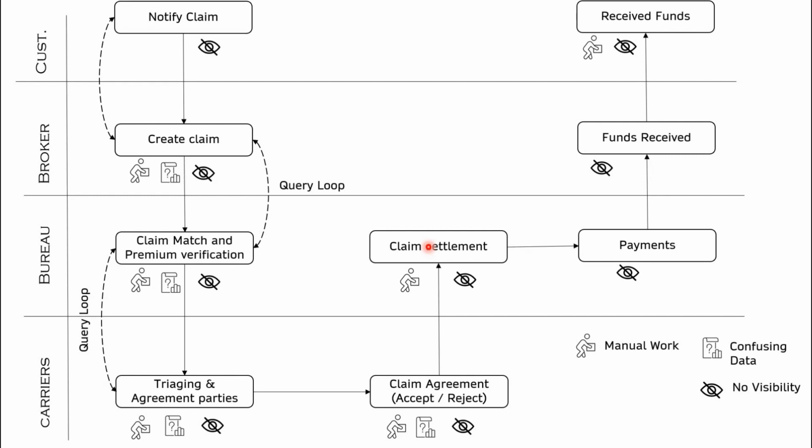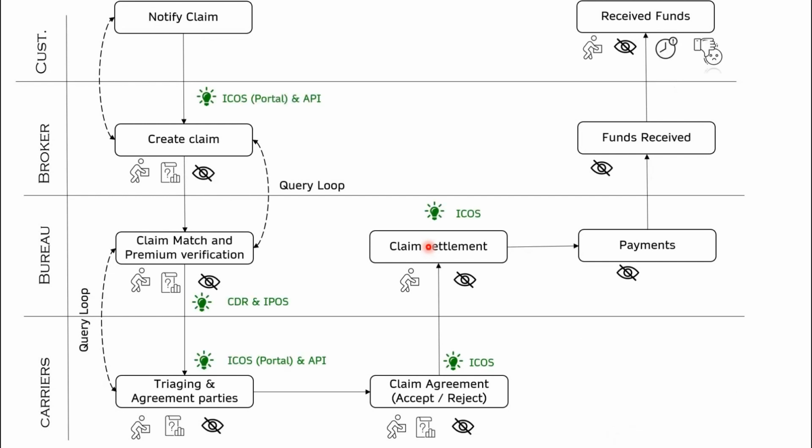Moving next, let's see how some of the Blueprint 2 solutions are addressing the problems that we have just discussed, like manual work and lack of proper data standards and visibility. These will be addressed by ICOS, or International Claim Orchestration Services, nowadays commonly referred to as the digital processing platform.